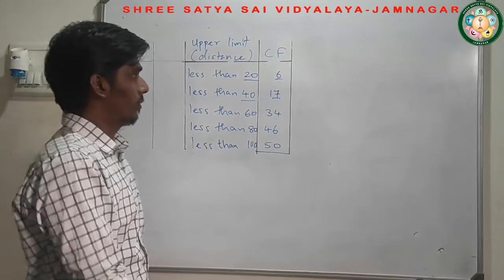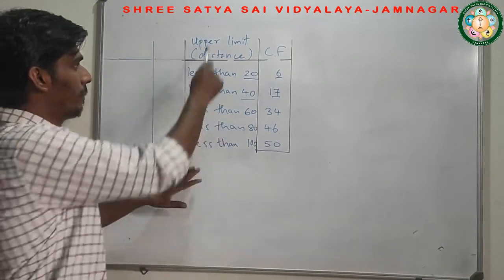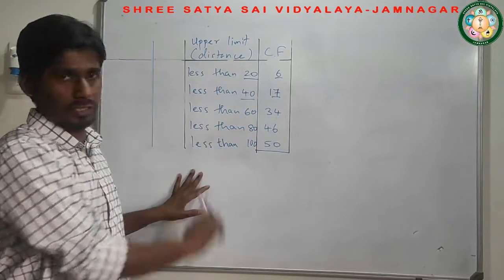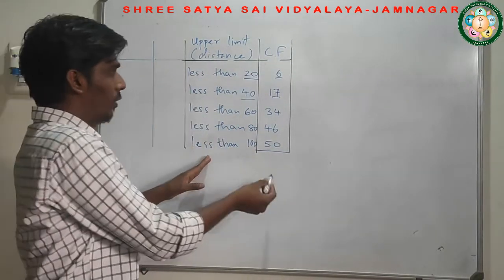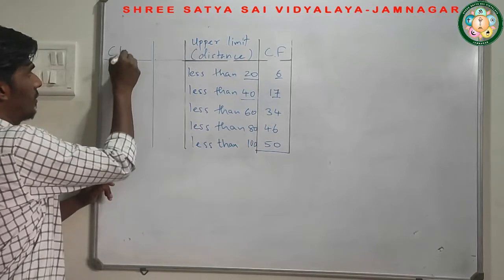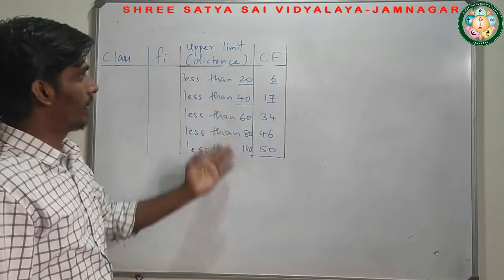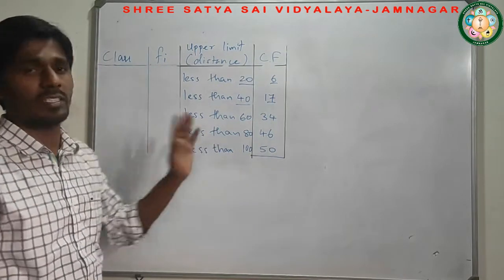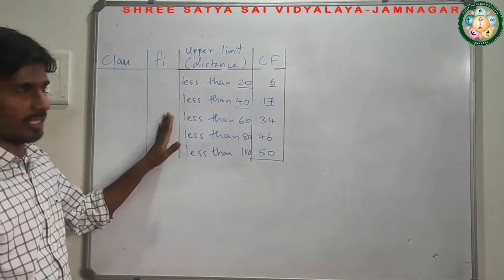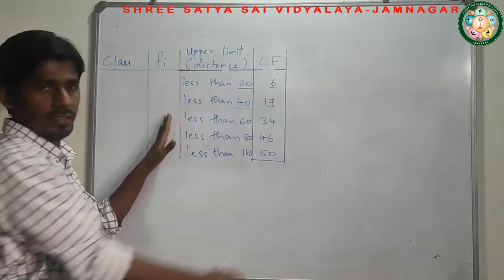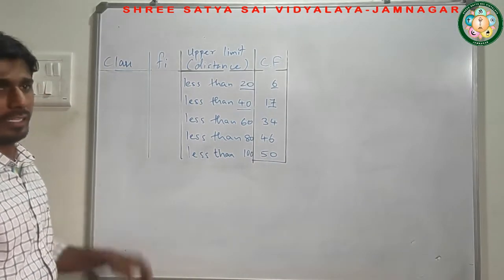After that graph, there is one more method. For the same question, the upper limit and CF of the same question are written. Now from the CF and upper limit, you have to find out the class and frequency. It means exactly the reverse step. In the previous method, from class and frequency we got upper limit and CF. But now from CF and this one you have to find fi and class.